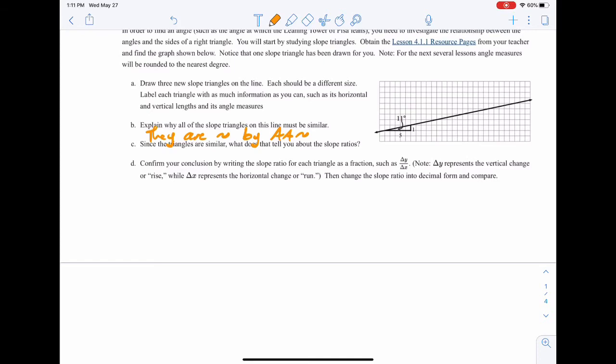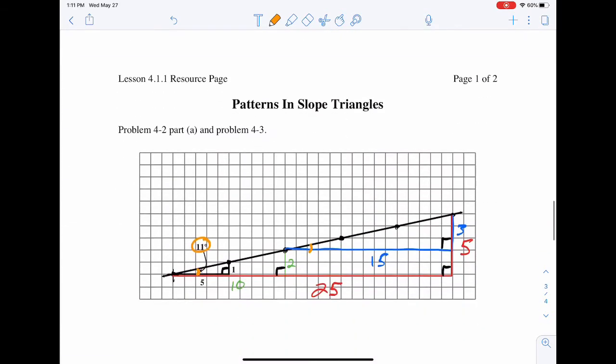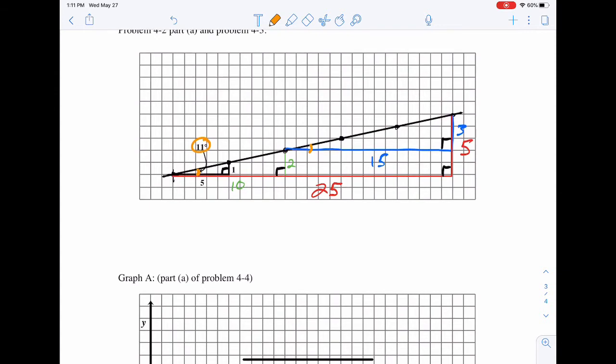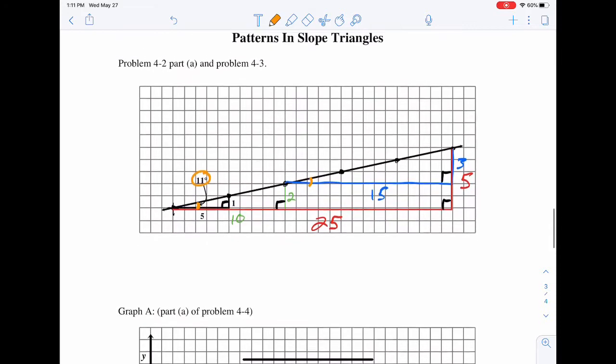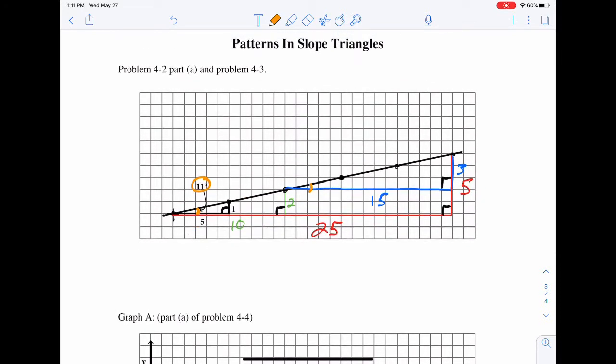Letter C. Since the triangles are similar, what does that tell you about the slope ratios? So if we know that shapes are similar, we know that they have congruent angles. The corresponding angles are congruent. And then what else is true about the sides? Hit pause, take a moment, and look back and try to answer letter C.